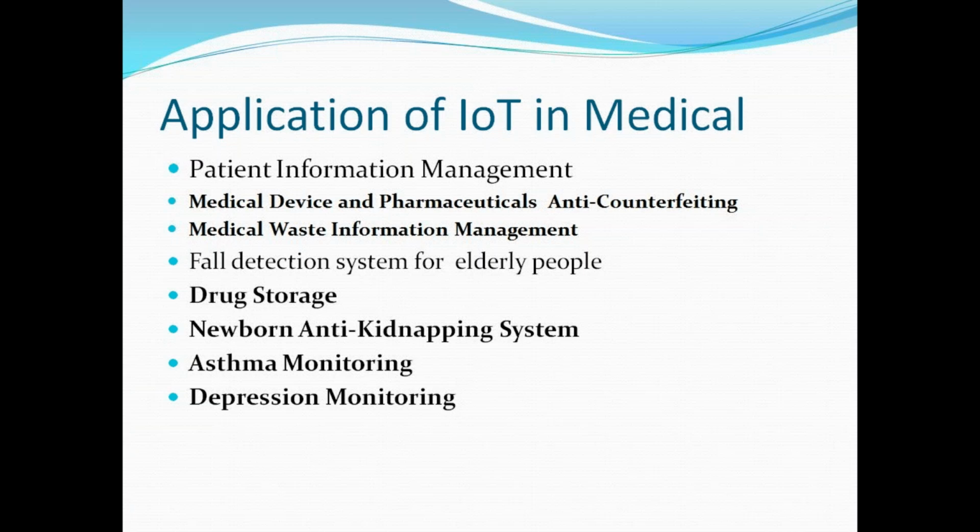One is the asthma monitoring system. Asthma, then depression, then Parkinson's disease. There are a few diseases that we have to take care of. One is breast cancer also. Using IoT, it can even help in breast cancer detection.